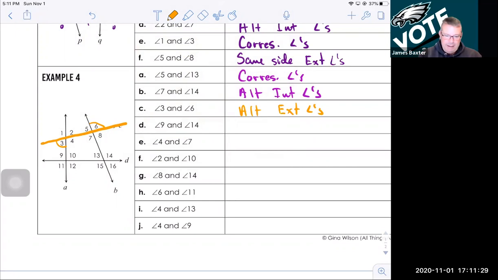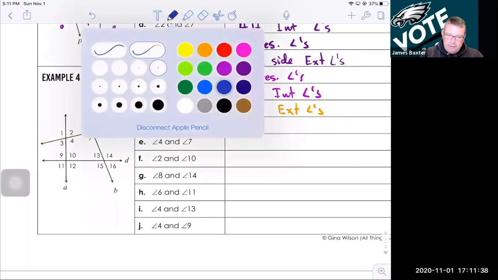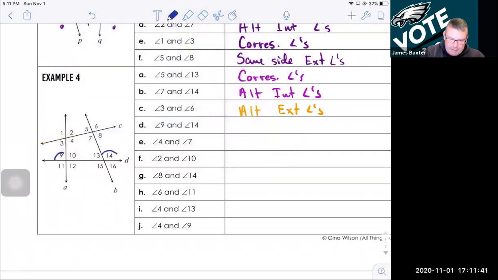Let's see what we got. 9 and 14. Okay, so I'm all the way down below them here. Try to pick a different color. Erase that too. So I got 9, 14, and there is my transversal. So they're both on the outside and they're on the same side. So it's same side exterior. 2 and 10. So if I go ahead and grab 2 and 10, here is 2, here is 10. That means that is my transversal. So one's out, one's in, same side, corresponding angles.